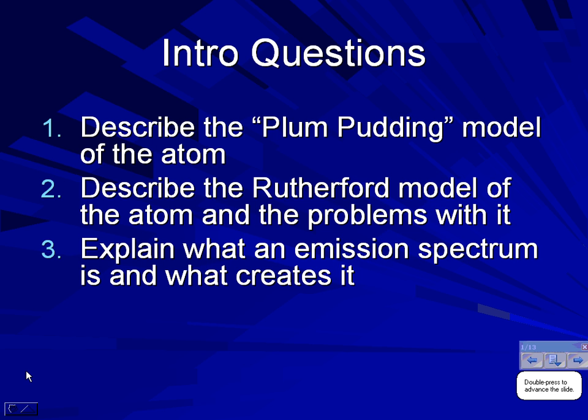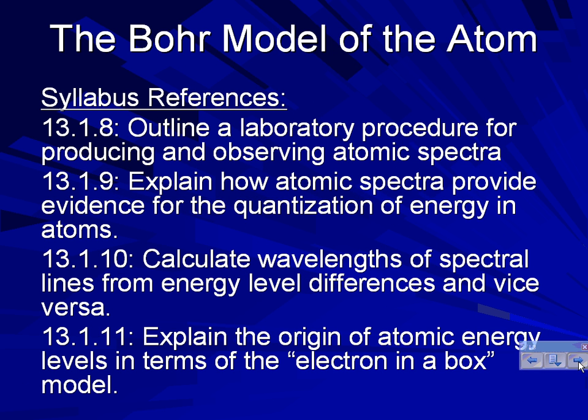All right, today, you guys, we're going to continue with quantum mechanics, and we're going to specifically get into the Bohr model of the atom. We've talked a little bit about the Bohr model of the atom, but now I want to get into the specifics of the quantum mechanical explanation of this model of the atom that we've been talking about. Here are the things that IB would like you to know about it. Outline laboratory procedure, explain how spectra provide evidence for quantization, calculate wavelengths of spectral lines, and explain the origin of the atomic energy levels. Okay, we have talked about some of this before.